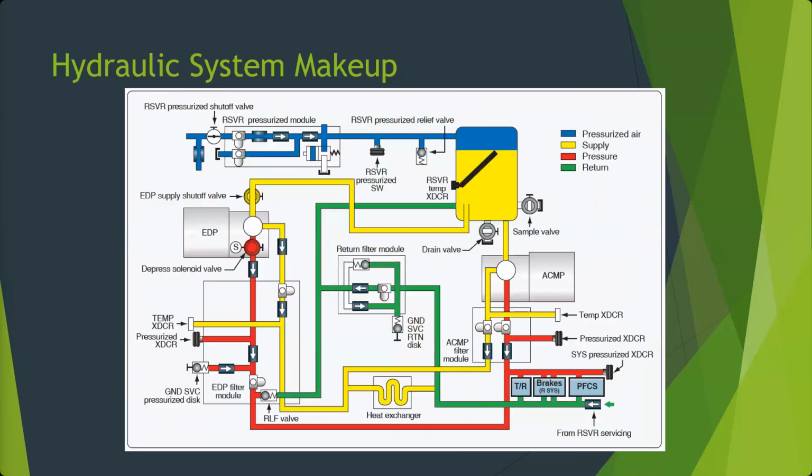So again, just a few things to point out. We're going to have a reservoir that's going to hold our fluid. From that reservoir, we're typically going to go to two different pressure sources. In this case, we have an EDP. What's EDP stand for? You remember? Engine-driven pump, right? And what about ACMP over here? AC motor pump, right? Because on the AC aircraft, these are going to be AC pumps. They're a full three-phase pump.